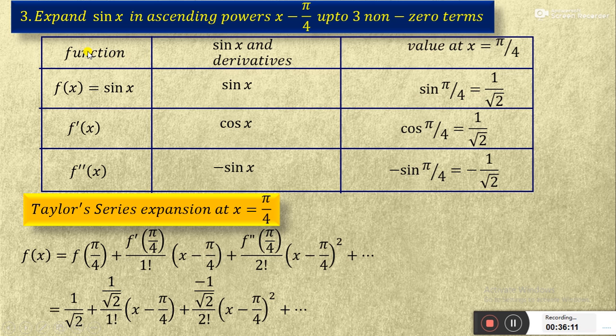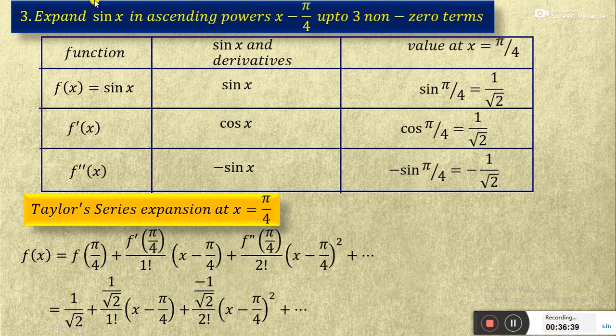First I write the function f of x equal to sin x, because they ask for the expansion of sin x. So f of x equal to sin x, and its derivatives, with the value at x equal to pi by 4, since x minus pi by 4 equal to 0 means x equal to pi by 4. Therefore f of x equal to sin x. I write the sin x here.